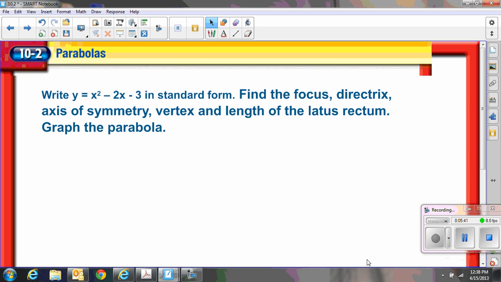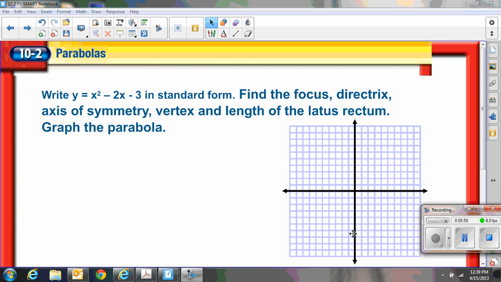All right, let's give some of these a try. Write y equals x squared minus 2x minus 3 in standard form. We want to find the focus, the directrix, the axis of symmetry, the vertex, and the length of the latus rectum, and then put it all on a graph.